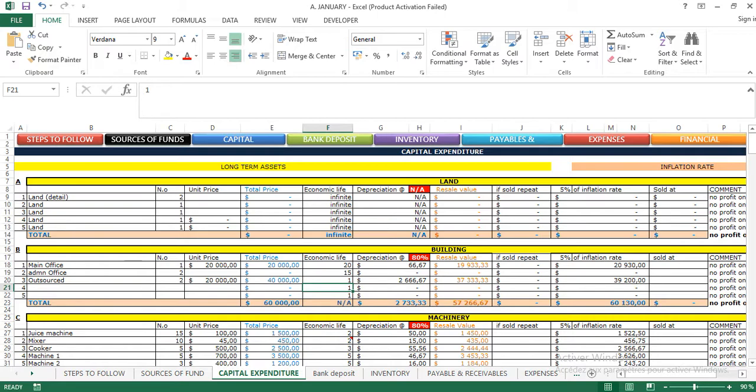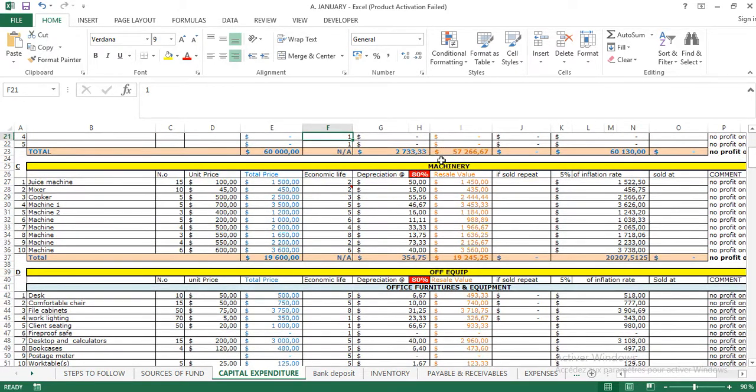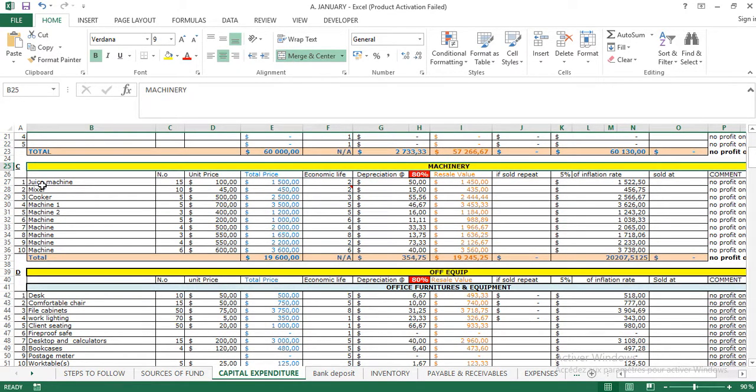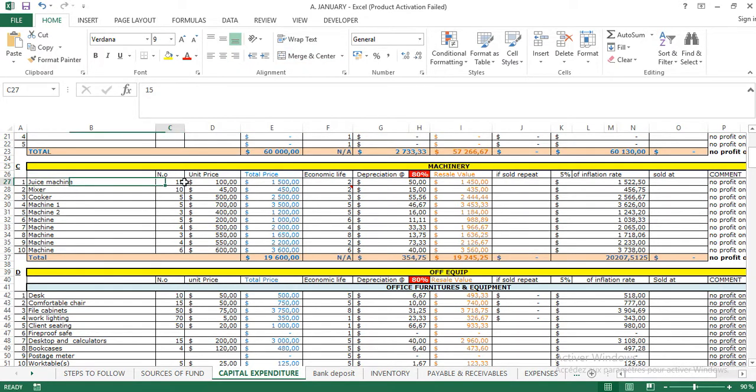Then third, you got machinery. This company is a juice making company, so you have to buy juice machines, 15 machines at 100 USD per unit, and this is calculated automatically. The economic life of a single machine is 2 years. I will explain: every asset that you buy has an economic life. Economic life means the time the asset can serve you.